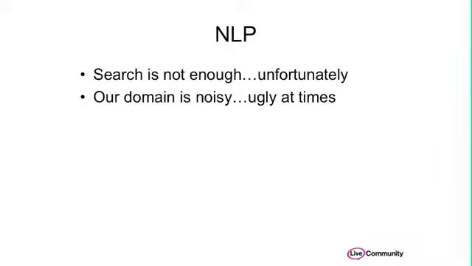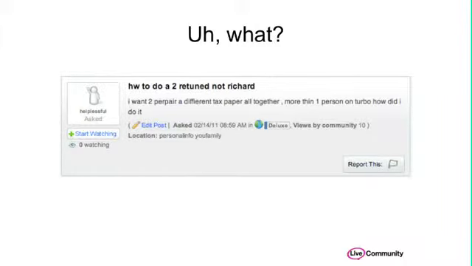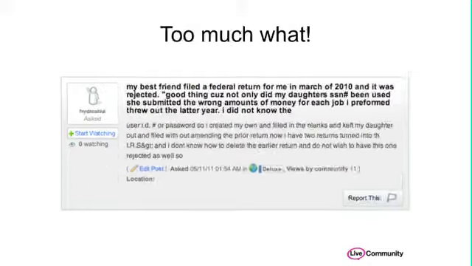Okay, so NLP. Fortunately, search is not enough. Our domain is noisy and it's kind of ugly at times. I'm going to show you some examples and you focus on the subject of these questions. I can translate this for you. This user's asking, can I prepare another return? Here's a verbose example. This user's asking, I filed, it was rejected, can I file again?